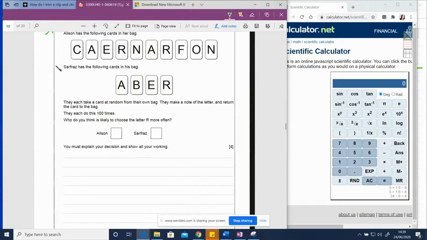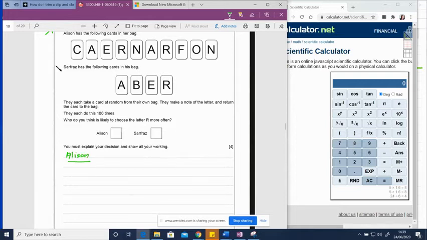They make a note of the letter and return the card to the bag. They do this 100 times. Who do you think is more likely to choose the letter R more often? So first of all, I'm going to look at Alison.